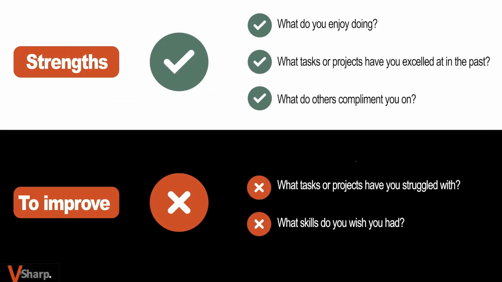Ask yourself some questions. For example, what do you enjoy doing? What projects, tasks, types of work have you excelled at in the past? Where have you received the most compliments? On the flip side, what projects, types of work, tasks have you felt weak at, that you know that you struggled with? Which skills do you wish you had? The answers to these questions will give you a better understanding of your strengths and weaknesses. Use that knowledge to make strategic decisions that are better informed about your next steps.